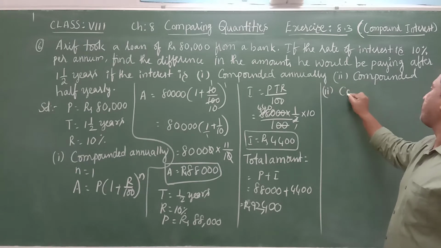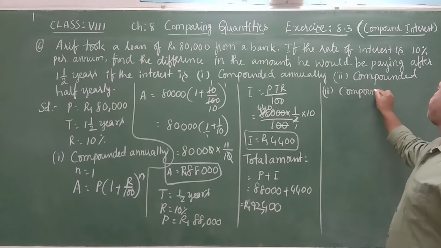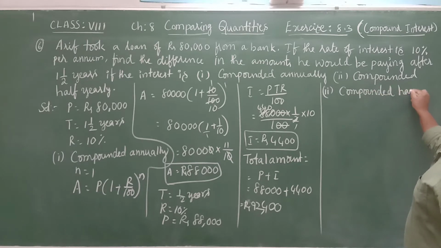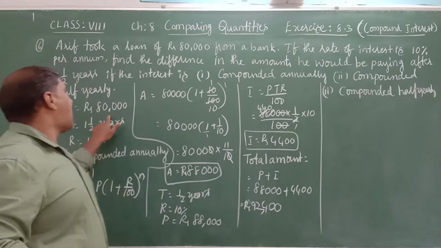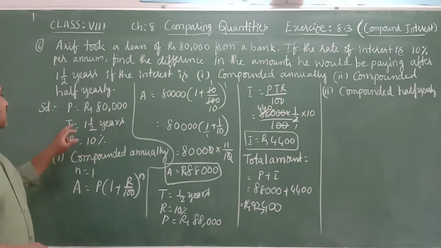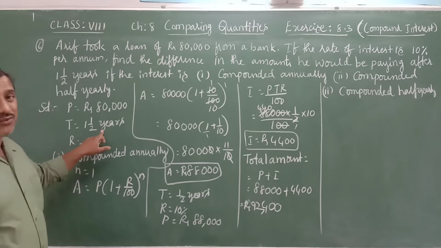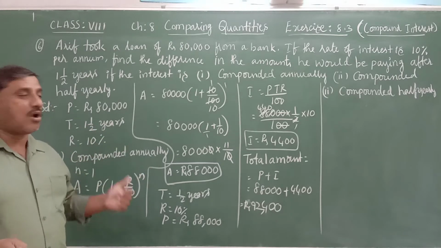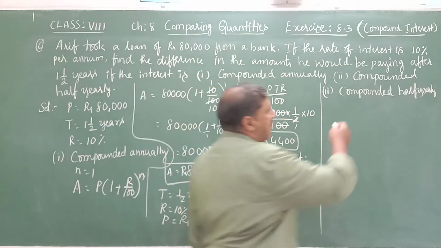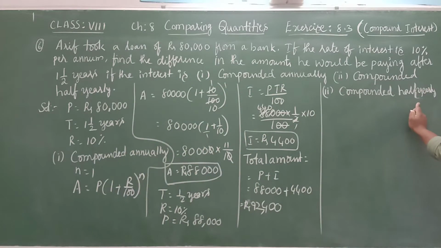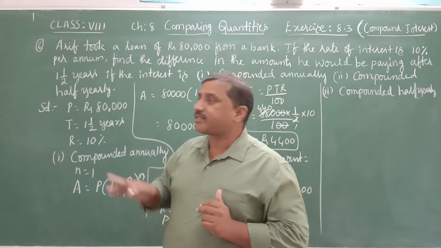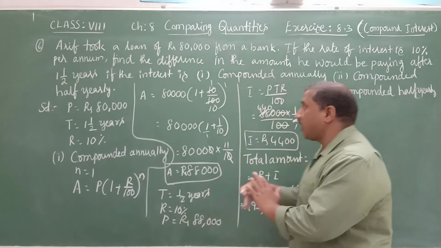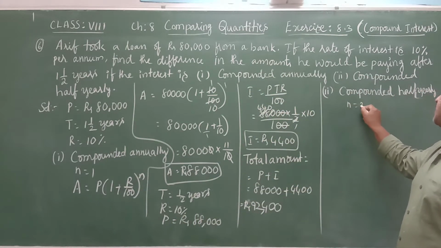Next, the second one: compounded half yearly. Then what is the amount he has to pay after 1.5 year? So here the principal is the same, 80,000 rupees. Time is 1.5 year. Therefore N is equals to, for 1.5 year, how many half years are there? Here half yearly means number of half years. For 1 year we have 2 half years, and again 1 more half year is there. Therefore total 3 half years are there. So N is equals to 3.